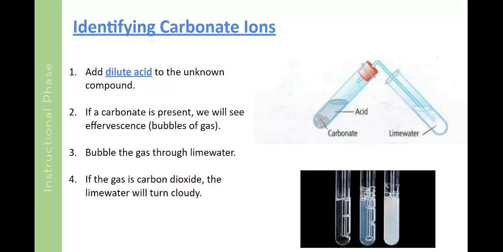You can do this with a straw. You can blow through lime water, and because the gas you're exhaling is carbon dioxide, you'll see it go from colourless to cloudy. So to test for carbonate ions, you add acid, you collect the gas and bubble it through lime water. If it's carbon dioxide gas, it will turn from colourless to cloudy.